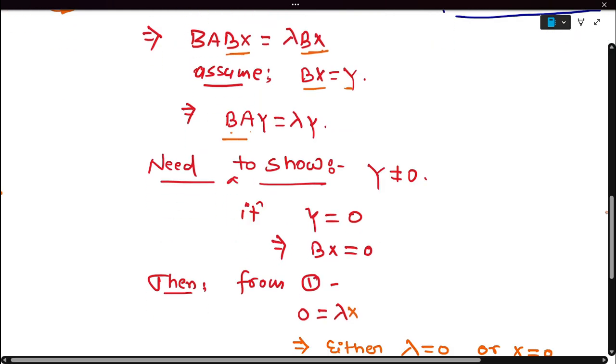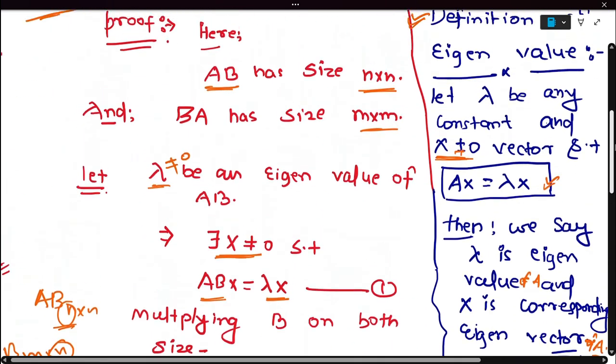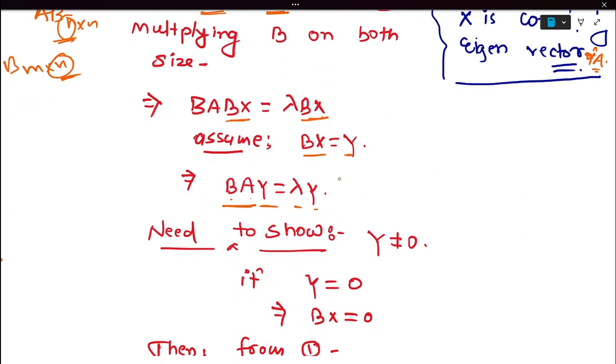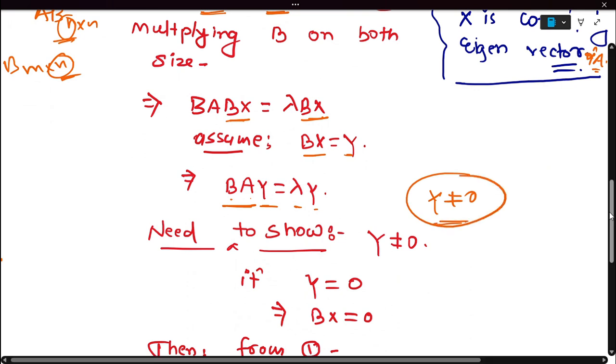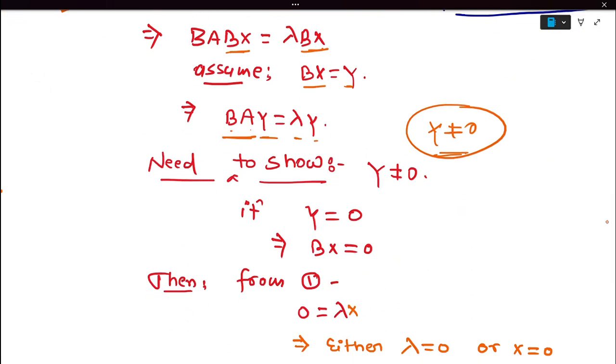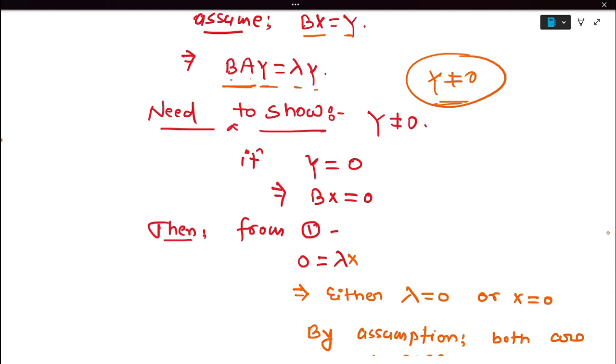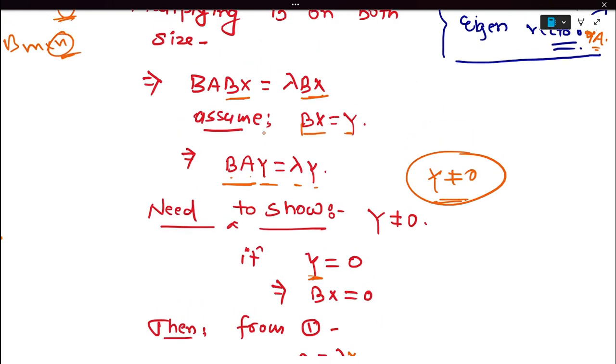If BAy equals lambda y, this satisfies the definition of eigenvalue and eigenvector, provided we show that y is not zero. If we can show that y is non-zero, then we can say that lambda is an eigenvalue of BA also. Now, if possible, let's assume y is 0. What is y? y is Bx.